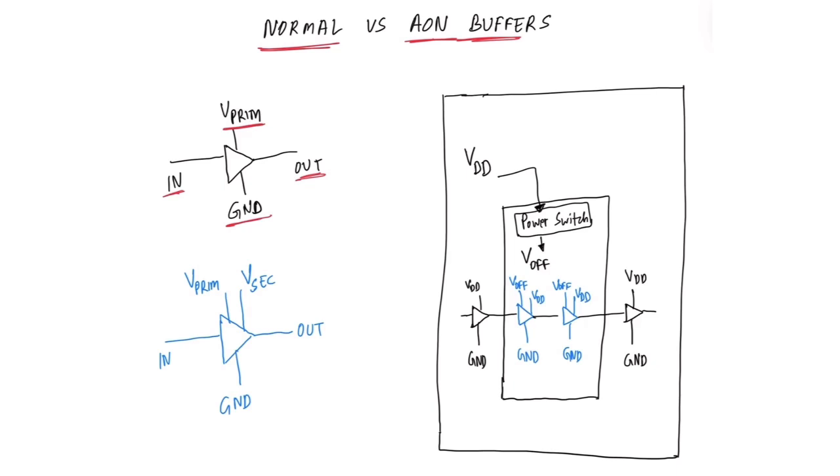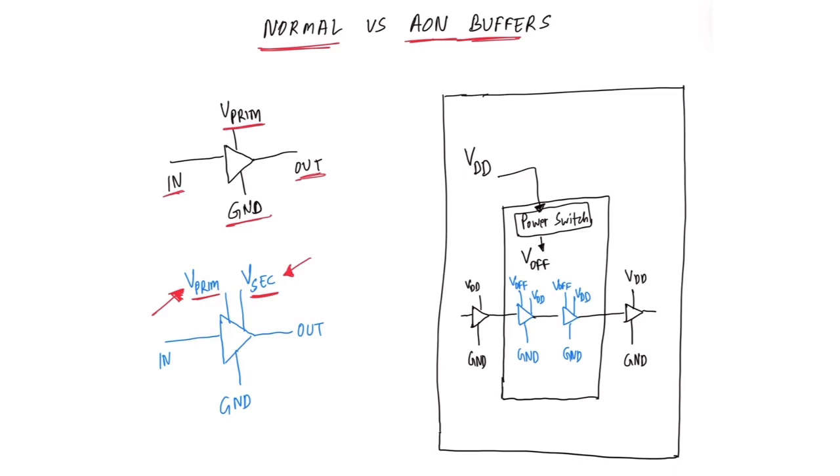Always on buffers are exactly similar to normal buffers, except that instead of one power pin, we have two power pins, V primary and V secondary. And the reason we have two power pins in AON buffers is that even when the primary power supply is turned off, we have a secondary power or a backup power which is still supplied to this buffer through this secondary power pin, which keeps this buffer operational even when the primary power is turned off.